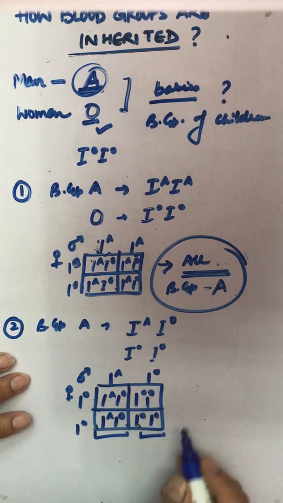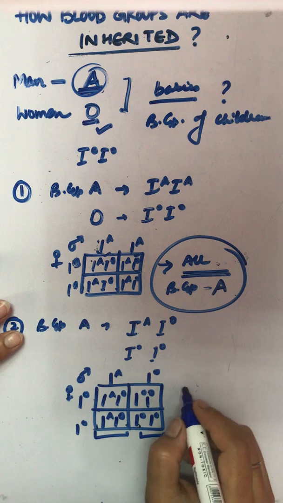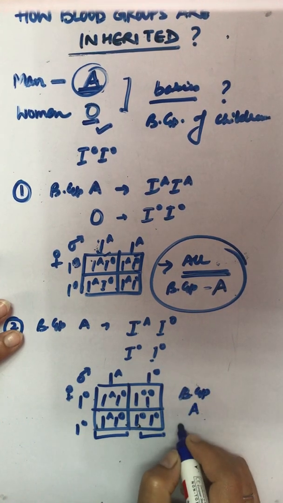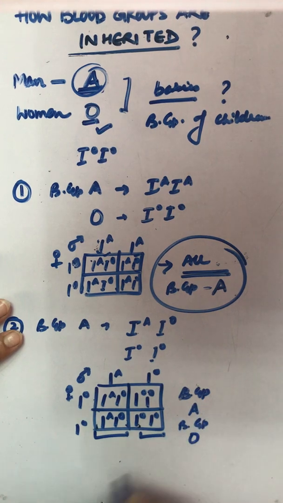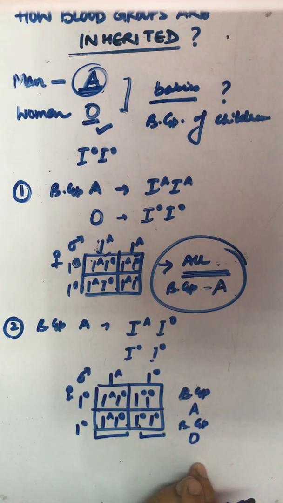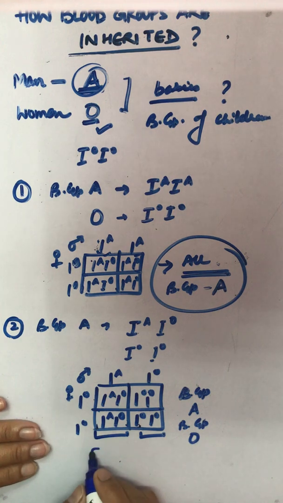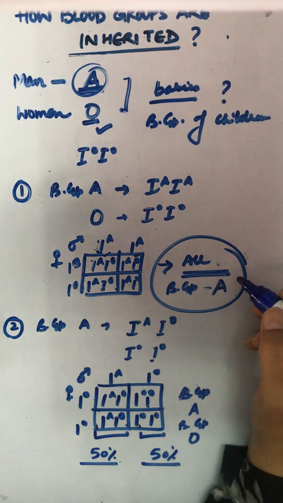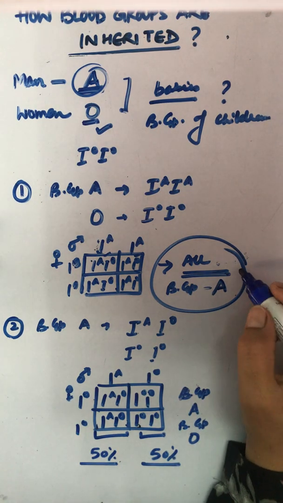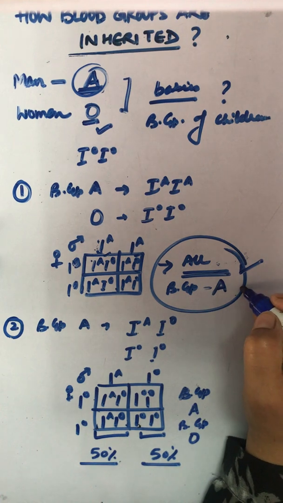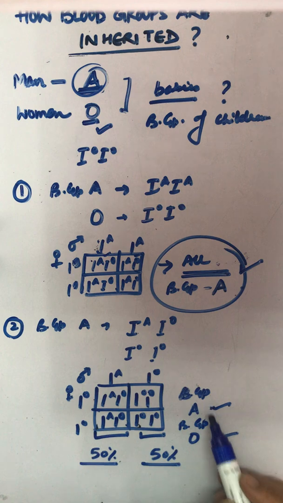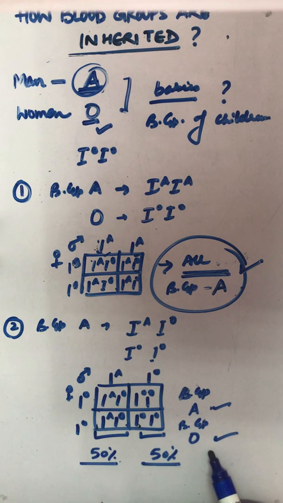Now see, in this case there is an equal chance of the genotype of the child's blood. It can be A, it can be O. So children can show a blood group of A also and blood group O. Due to this, there is an equal chance, that means 50% of them can be A and 50% of them can be O. But here, all of them can acquire only one blood group, that is A. And here, children can have blood group A as well as blood group O.